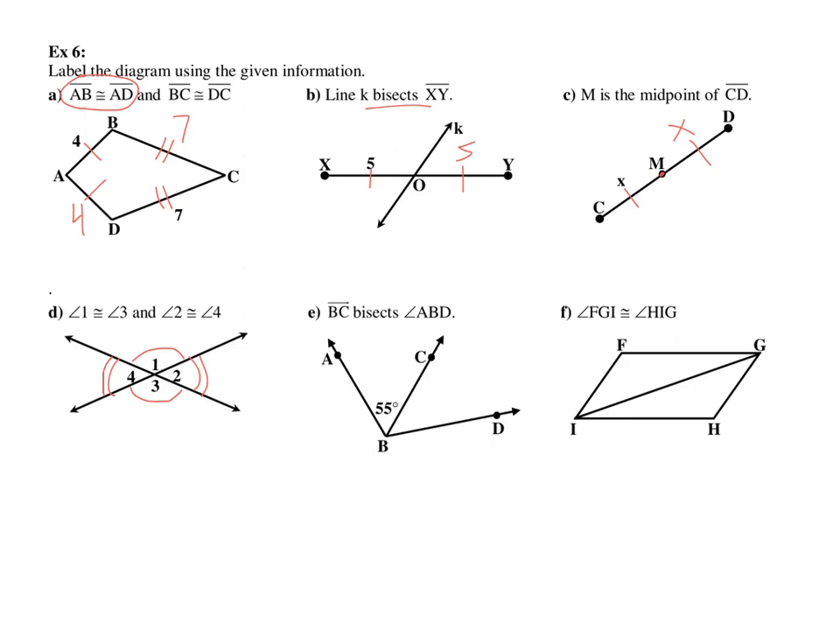All right, BC bisects ABD. So that means it cuts ABD in half. That means these 2 angles are the same. I'm going to offset the arcs so it's not one continuous arc. And so this is also 55 degrees here. And then I have angle FGI, that'll be this angle here, is congruent to angle HIG. All right, those are the same.